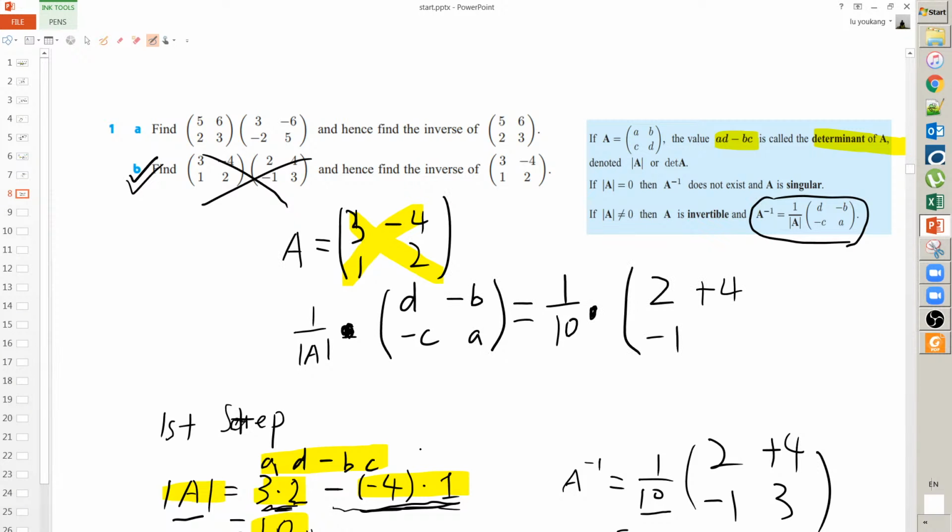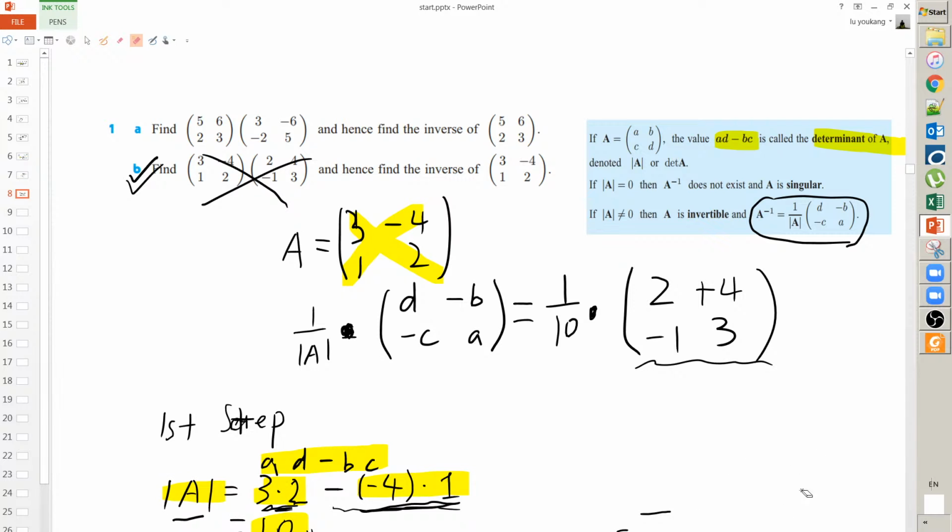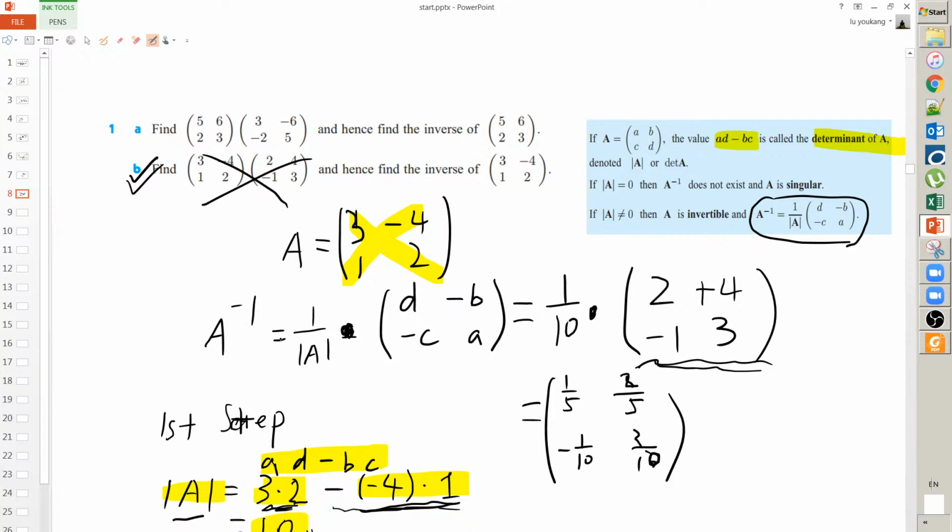Okay? And then last, your A is actually your 3, right? That's how I get this matrix. Then after that you can of course times your 1 over 10 inside. Are you okay with this step? Yeah. Okay, now I just times in my 1 over 10. I think this step is the simplest. So 1 over 10 times 2, you get 1 over 5. Then 1 over 10 times plus 4, so you get 2 over 5. And then this will be minus 1 over 10, and this will be 3 over 10. So that's it. This is your A inverse. Okay, good.